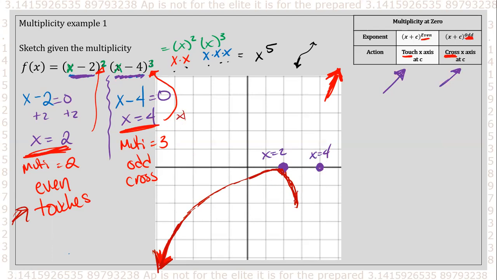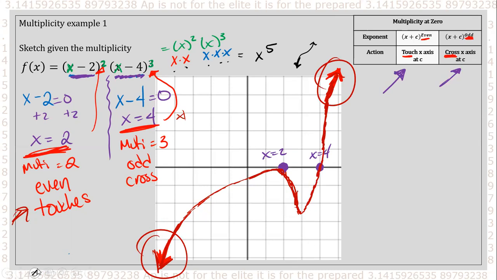So therefore it's gonna cross. The only way it's gonna cross the x-axis is if it curves back up. So it's gonna cross, and notice how it landed back on this end behavior, right? The arrow pointing up, the arrow pointing down. So we did pretty good.